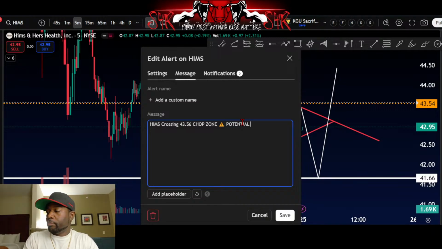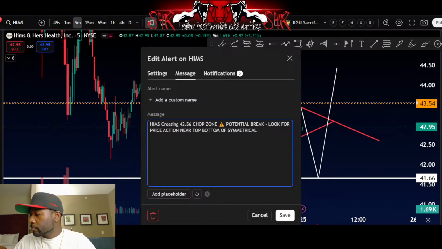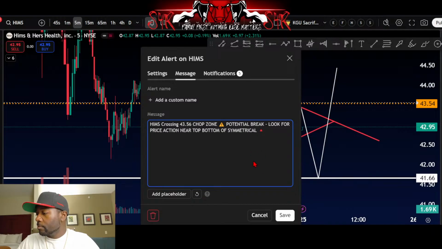But potential breakout. Look for price action near top, bottom of symmetrical triangle. Too many words, so let's go triangle. Not big enough. Let's go with that. All right, so I have my alert set. Okay, I would advise you do the same.